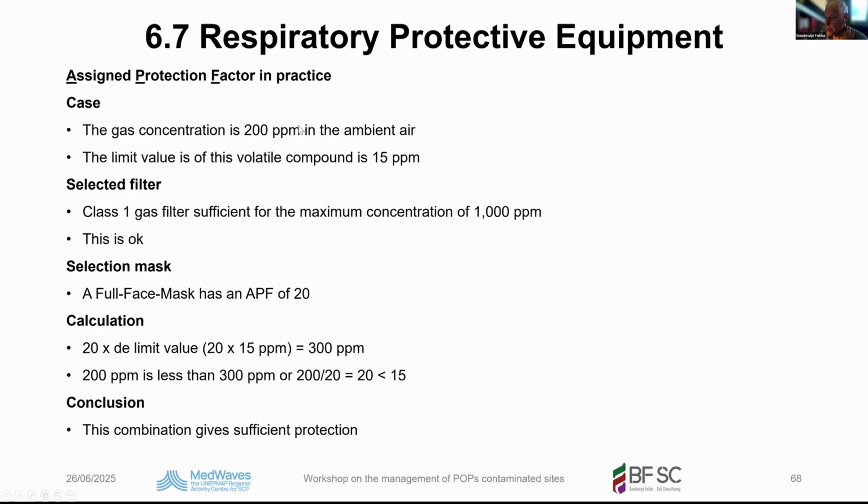The gas concentration is still the same. The limit value of the volatile component is still the same. The gas filter is class 1, that was okay. But now the half face mask has an assigned protection factor of 20. Sorry, full face mask. Sorry, I'm getting tired. The limit value is 20 times 15, which is 300. 200 is less than 300. So this combination is sufficient. The message is, if you select your mask, do these calculations or ask your supplier to do the calculation, but then you have to give him the expected concentration in the air.